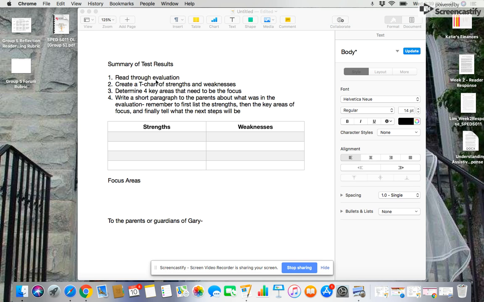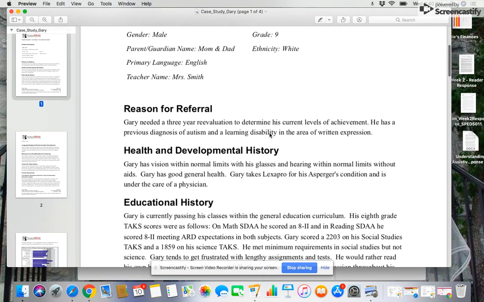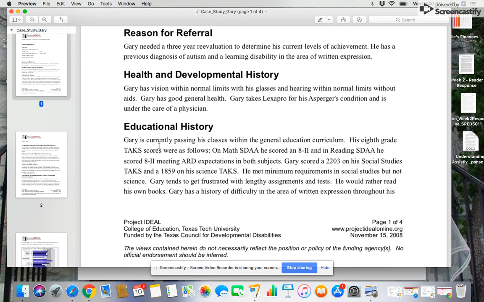You're going to want to do 4 things. You're going to read through the evaluation, create a T-chart of strengths and weaknesses, determine 4 key areas that need to be the focus, and write a short paragraph to the parents about what was in the evaluation. And remember, you want to list their strengths, their key areas of focus, and then finally tell what the next steps would be.